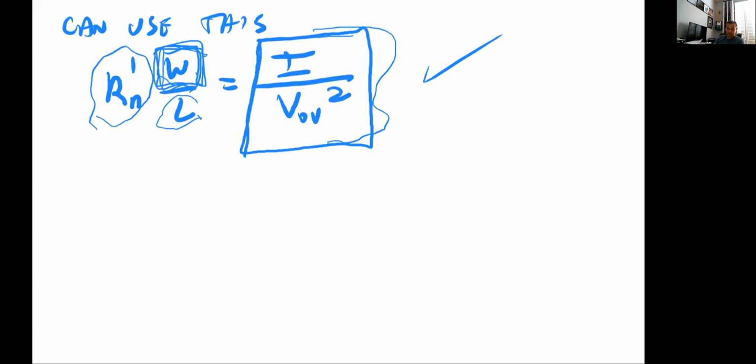So if we use this, then I can get back to general expressions for my drain currents.